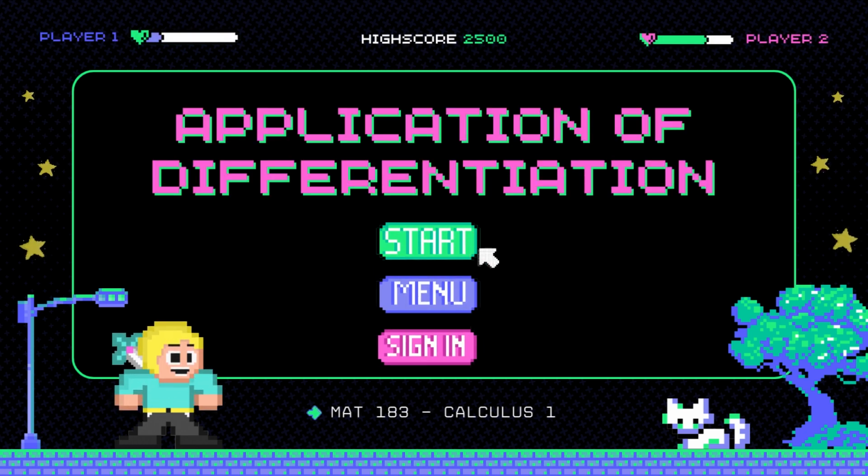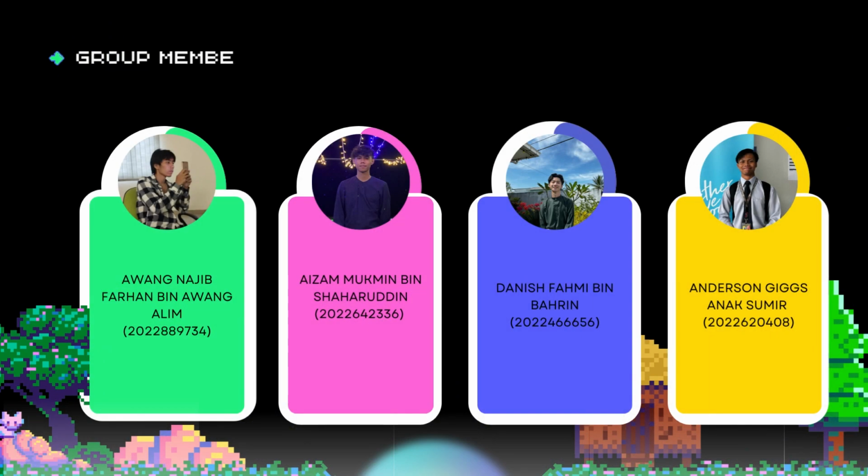Today our group will present for the group assignment for the MAT183 Calculus 1, and that is application of differentiation. Here are the group members. The leader of the group members is Awan Najib Farhan bin Awang Alim, and the rest of the group members are Aizam Mukmin bin Shaharuddin, Danish Fahmi bin Bahrin, and Anderson Giggs Anas Umar.